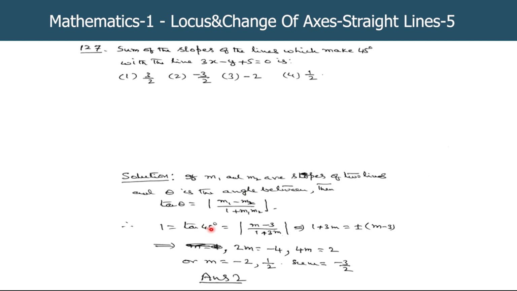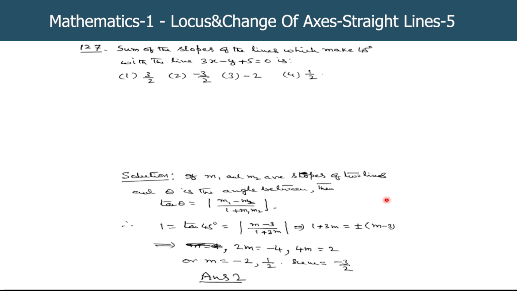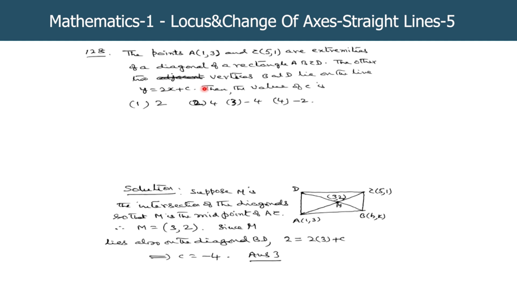So 1 is equal to tan 45, which is equal to |m − 3| by |1 + 3m|, where 3 is the slope of the given line 3x − y + 5 = 0, which implies that 1 + 3m = ±(m − 3). So that will give you m = −2 or 1/2. Therefore, the sum of the slopes is simply −3/2, which is option number 2.